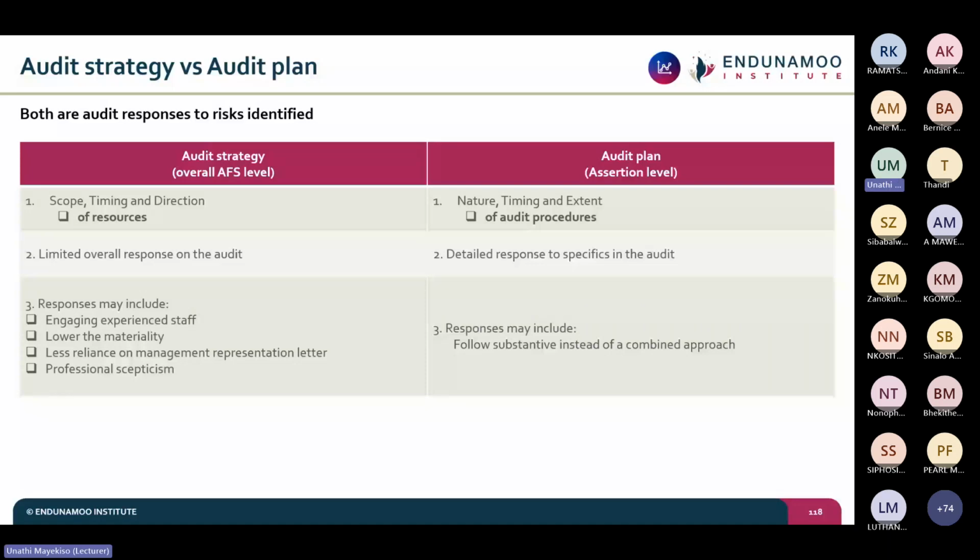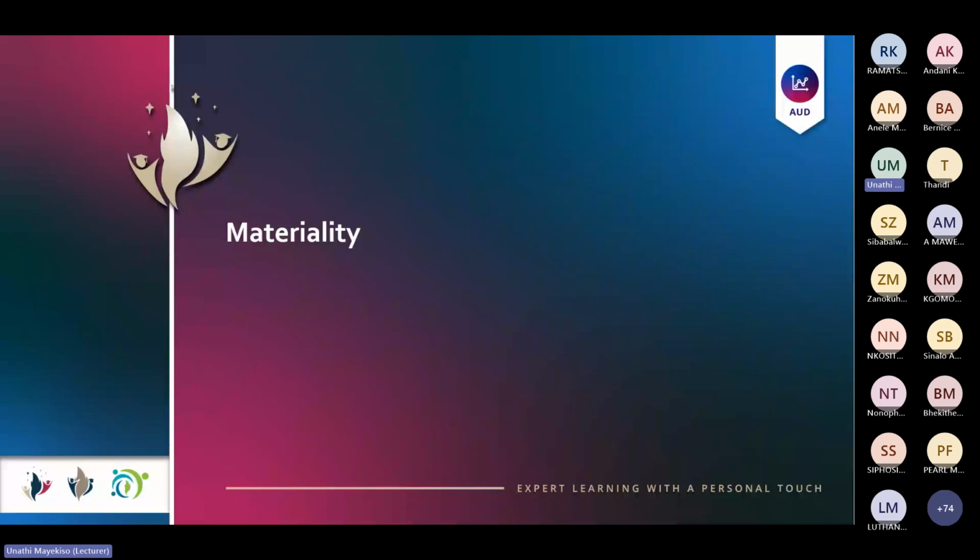Materiality. My class spokesperson is gone. Anile is gone.